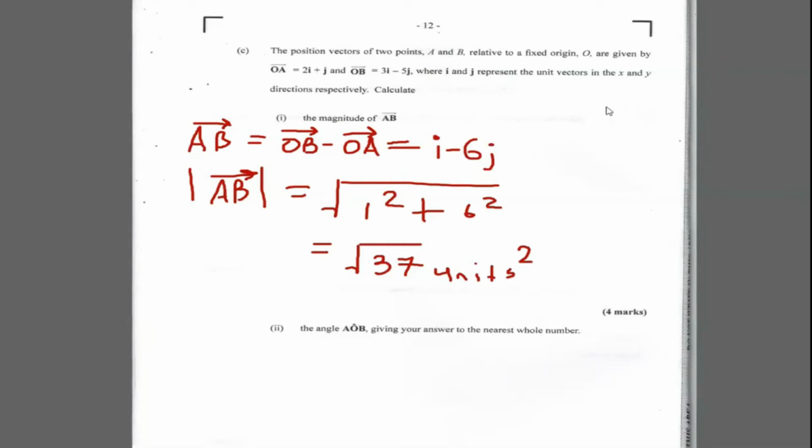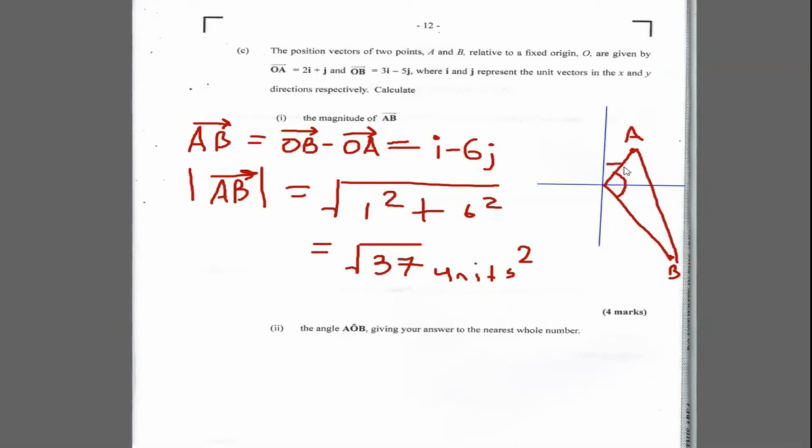So I like to just do a sketch on the graph. I just love to put it on a sketch just to see what we're actually finding. Point A is (2, 1): x is 2, y is 1, this is A. B is the point (3, -5), so B is somewhere right here. So we want angle AOB. This is the angle that we want, AOB.